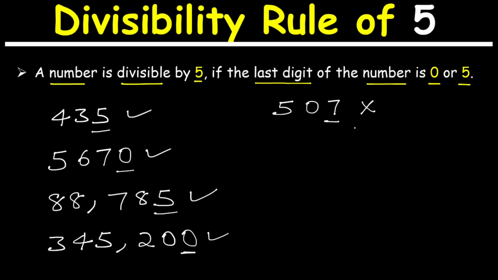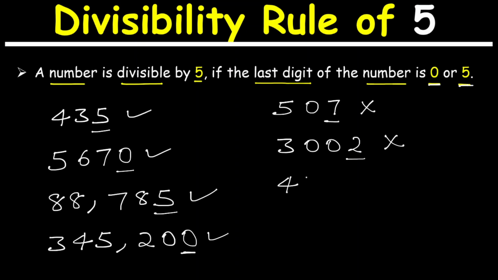And for a number to be divisible by 5, the last digit of the number must be either 0 or 5. Is the number 3002 divisible by 5? No, because the last digit of the number is 2, which is neither 0 nor 5.